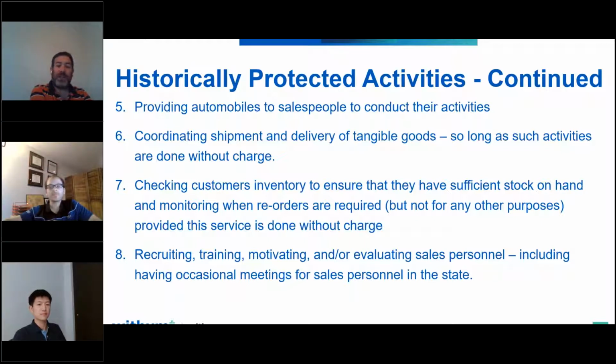Again, you can do recruiting, training, motivating, and evaluating your sales personnel in the state. You can have meetings for your sales personnel to get them pumped up in a state, and that doesn't break 86272 protection. Moving on.